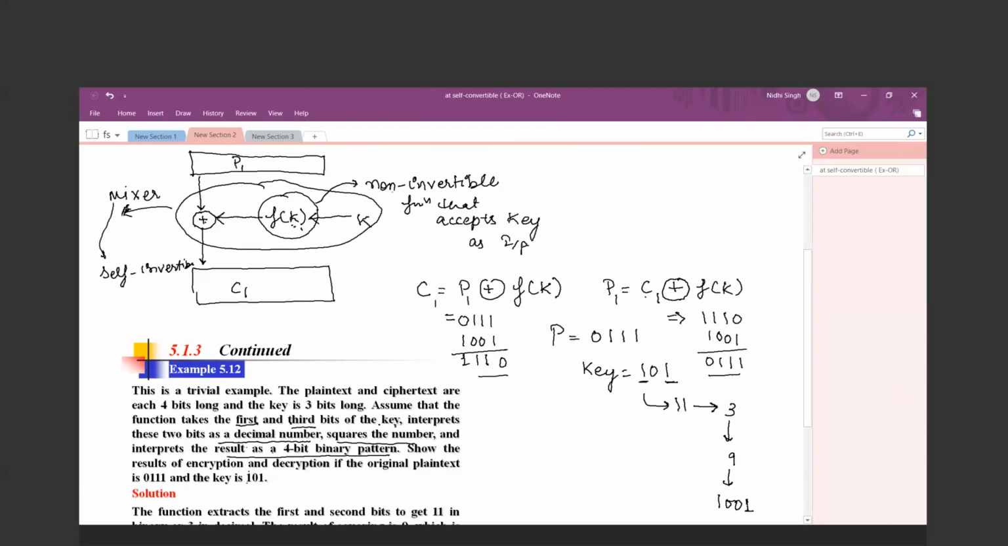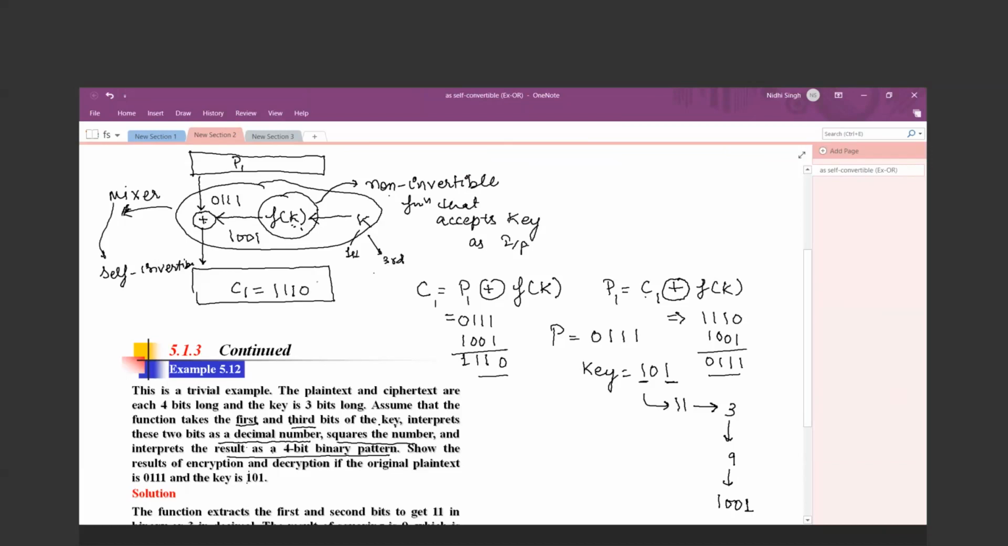This non-invertible function logic is we have to take the first and third bit of the key, interpret it as a decimal number, square that number, and convert it into the binary pattern. What is the output generated? That is 1, 0, 0, 1. Have to perform with P1. What is my P1 value? That is 0, triple 1. And after the XORing of these two values, the corresponding ciphertext will be 1110.